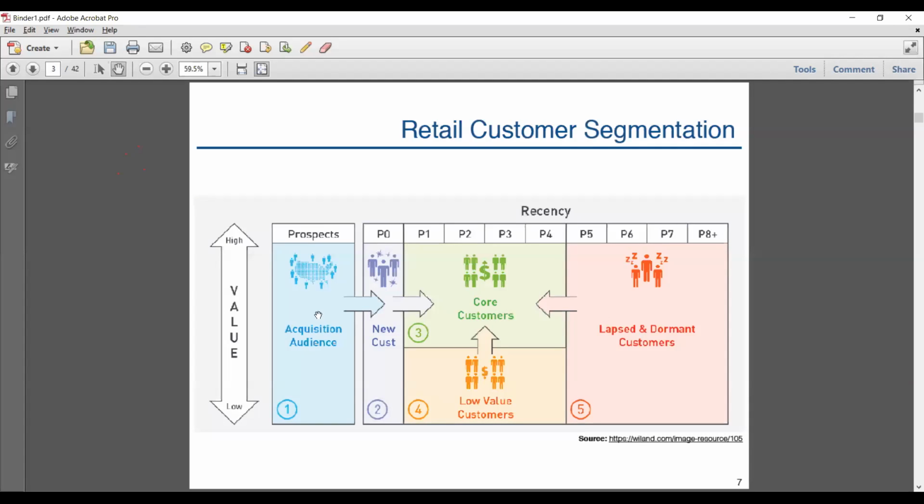So there could be different types of customers, like new customers, and then you have some core customers. You could have low value customers, high value customers, some customers that you had in the past, but now they're dormant. They're not coming to your store anymore. So there could be different kinds of segments depending on the data that you have.